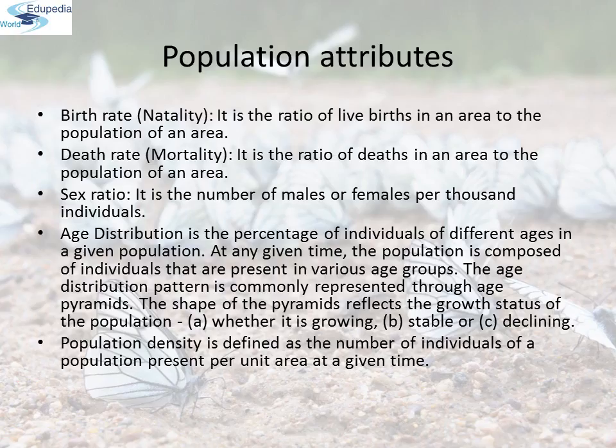Population attributes. A population has certain attributes that an individual organism does not. An individual may have births and deaths, but a population has birth rates and death rates. In a population, these rates refer to per capita births and deaths respectively. A. Birth rate or natality. It is the ratio of live births in an area to the population of the area. It is expressed as the number of individuals added to the population with respect to the members of the population.